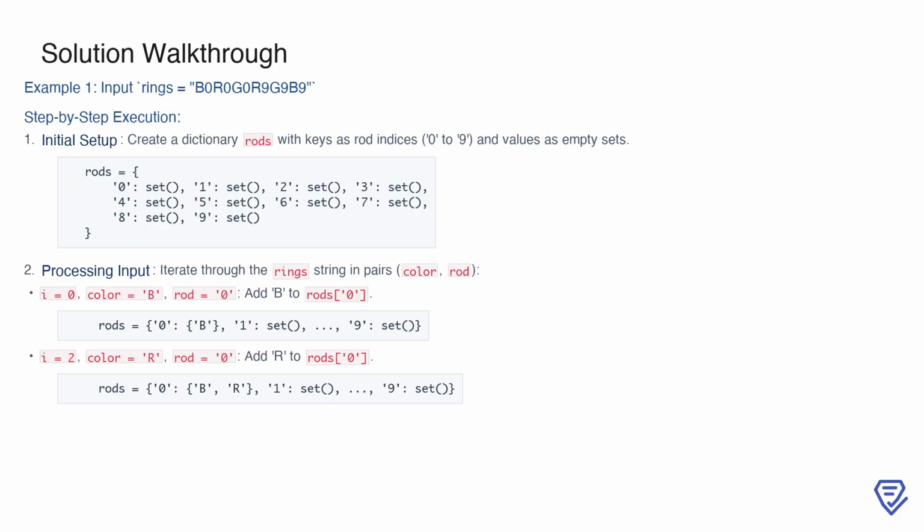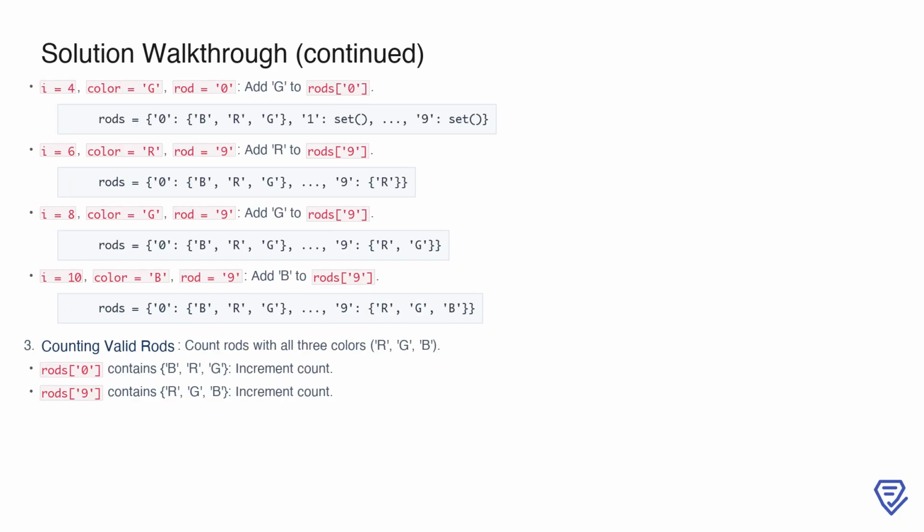For example, the first pair is B0, meaning we add the color B to the set of rod 0. Then, the next pair, R0, adds R to the same set, so now rod 0 contains both B and R. This process continues as we iterate through the string, updating the sets accordingly. Continuing with the input string, the next pair is G0, which adds the color G to the set for rod 0, making it contain all three colors, B, R, and G.